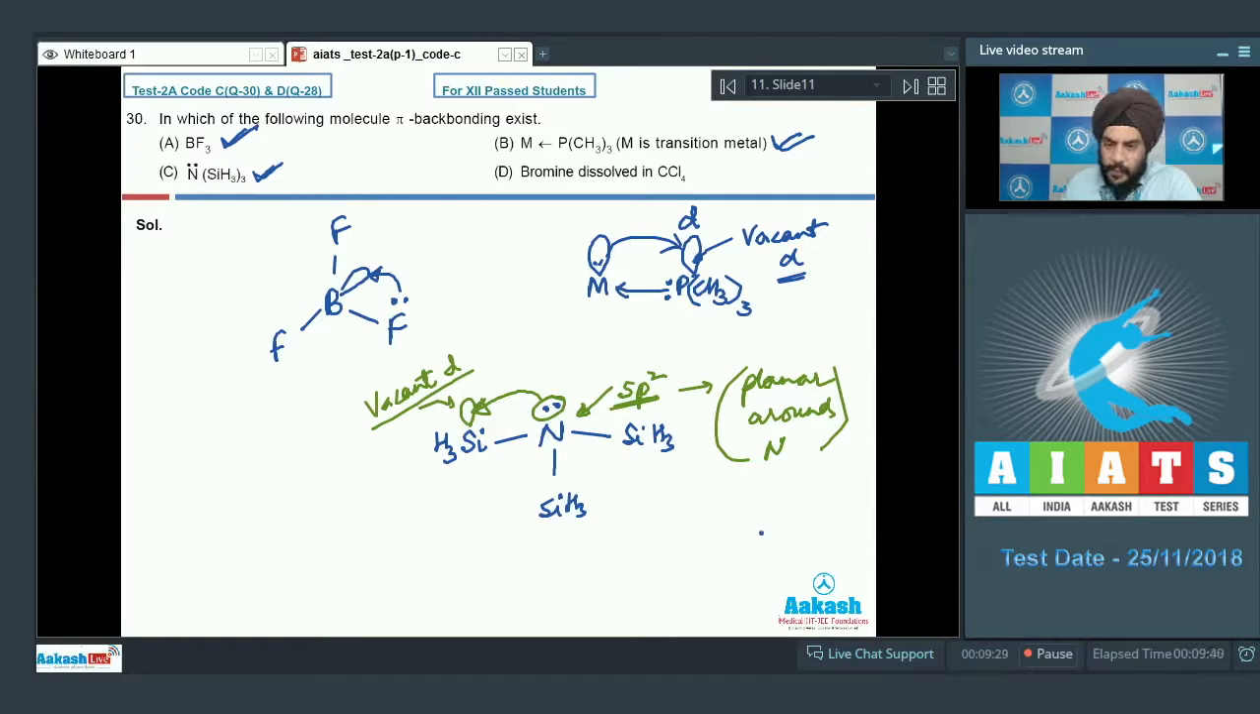Let us look at option D now. Bromine dissolved in CCl4. Students, there is no such pi back bonding in bromine and CCl4. So students, for this question we have to select options A, B and C as the correct answer to our question. Let us look at the next question now.